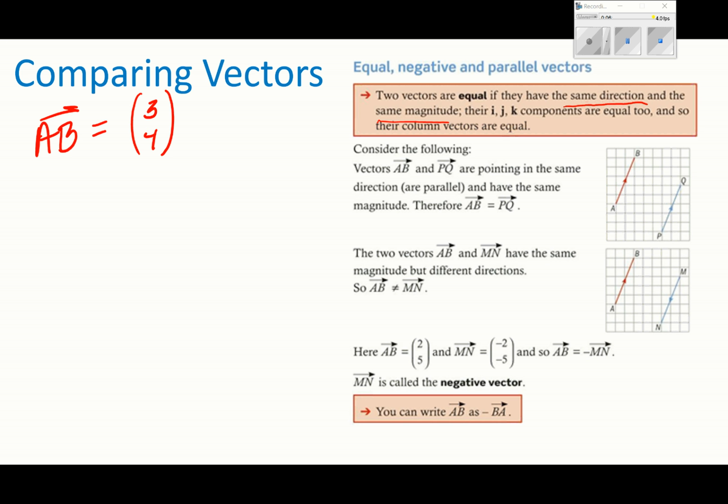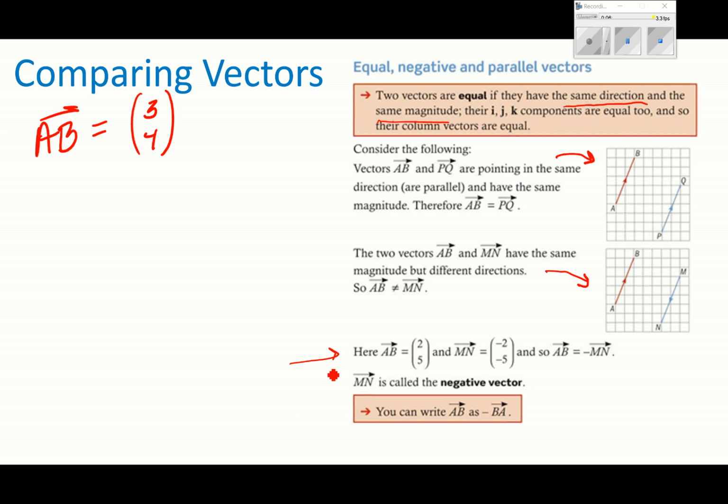If we were to consider the following, vectors AB and PQ over here are pointing in the same direction, so that means they're parallel, and have the same magnitude, so therefore we would say those are equal. But vectors AB and MN have the same magnitude, they're the same length, but different directions, so we would not say those are equal vectors. So AB does not equal MN.